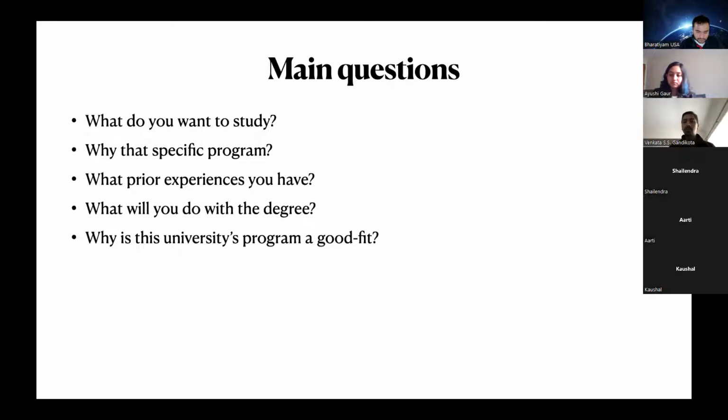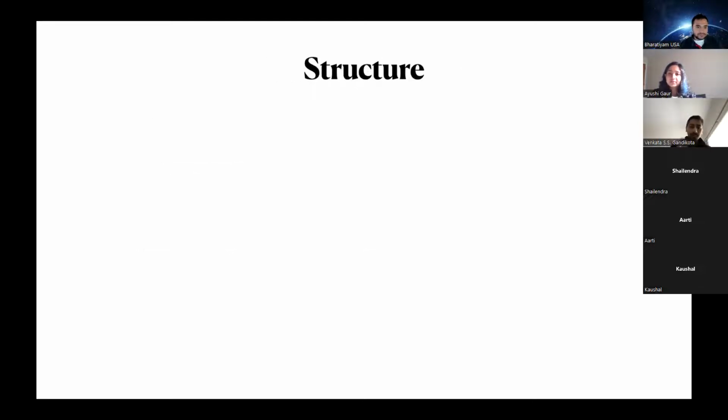Why is this particular university a good fit? Why did you apply to Stanford and not MIT? Why are you applying to this particular program and not some other program somewhere else? Why the specific university's program is a good fit is a question that you really have to think about. You do have to do your due diligence research to understand the unique feature that this particular program is offering. So this is one of the most important questions you'll have to answer.